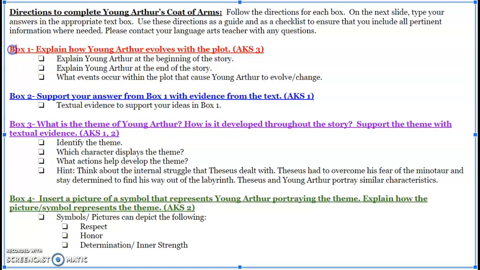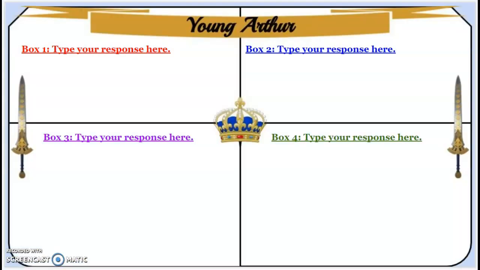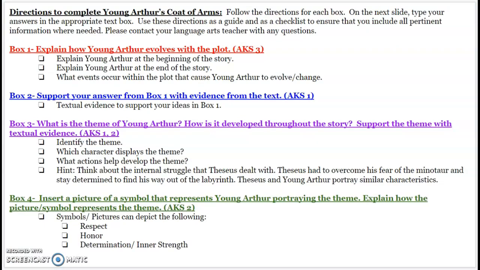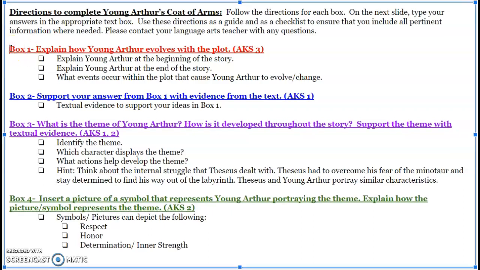You see that there are 4 titles right now: box 1, box 2, box 3, and box 4. Okay? On this slide, you will see that there are 4 boxes: box 1, box 2, box 3, and box 4. Okay? So on slide 4, there are specific directions in order to create your coat of arms for young Arthur. So in box 1, your task is to explain how young Arthur evolves with the plot.